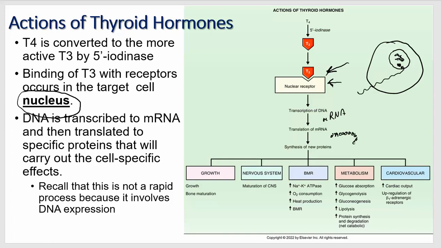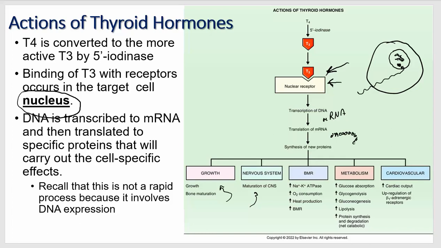So put amino acids together. This is all DNA does. So it's pretty easy. If you're activating DNA, you're going to be making a protein because that's all your DNA does, make proteins. So you're going to synthesize new proteins that have these effects, whatever cells they're found in. So growth, bone maturation. So bone cells, nervous system, maturation of the central nervous system. That's an important purpose of thyroid hormone.